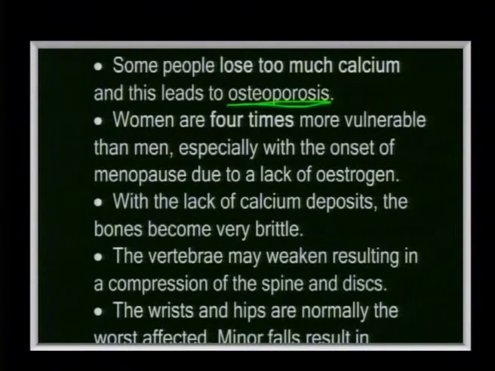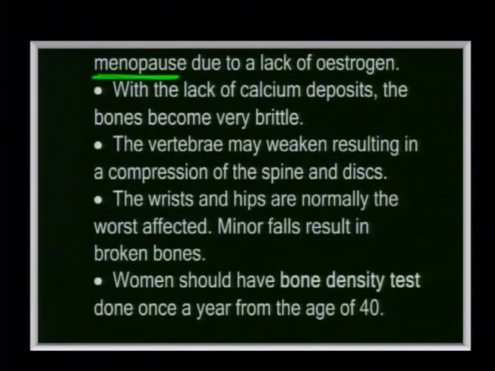Now, women, please look at this, are 4 times more vulnerable than men, especially at the onset of menopause, because there is a lack of estrogen. When there is a lack of calcium deposits, the bones become brittle. The vertebrae may weaken as a result of the compression of the spine and the discs. The wrists and the hips are normally bad, and just the slightest fall will cause the bones to break. Why? They're brittle. They're not compacted, they're brittle, they're dry.